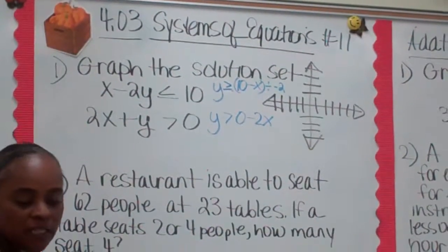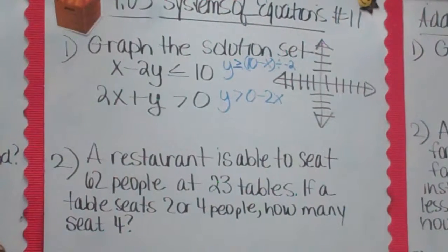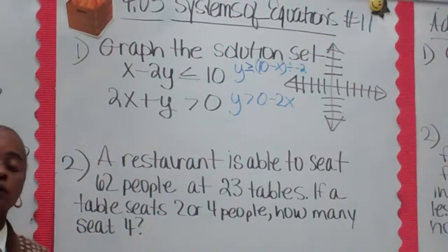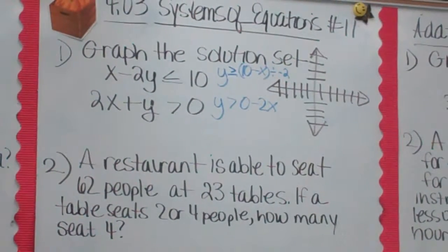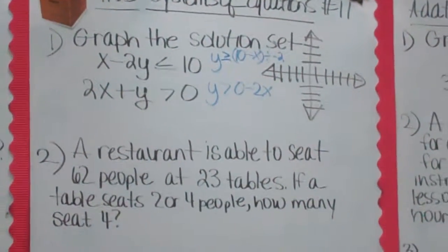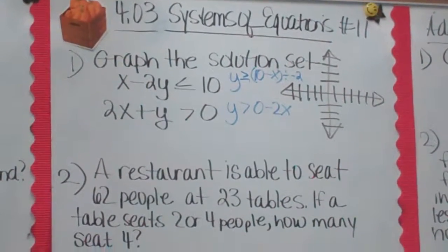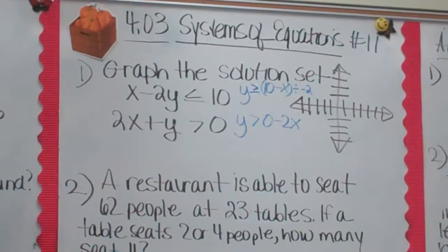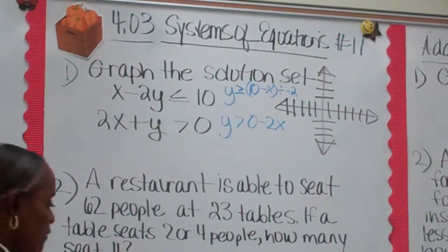Alright, so now I'm going to take the inequalities. I'm going to put them one at a time in the graphing calculator. So I have y equals. Now the graphing calculator will actually do all of your shading and everything for you. But I'm just going to type it directly in and do the shading. So for the first one, I'm typing in y equals 10 minus x divided by negative 2. I'm going to hit graph. My graph comes up.